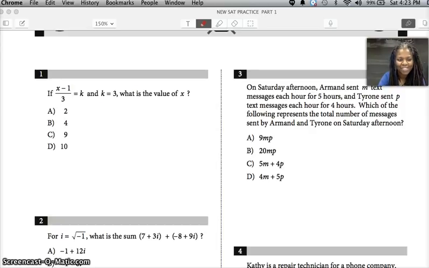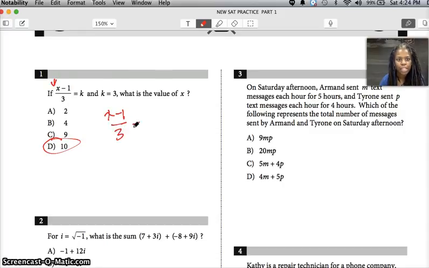So let's begin. The answer to this first one is 10, all right? And we get that by doing exactly what it says. It says if this thing is equal to k and k is 3, find x. So this is the one that we're looking for. I like to do a quick rewrite. x minus 1 over 3 is equal to, replacing the k with 3, gives me 3. And so basically I have to solve this problem.